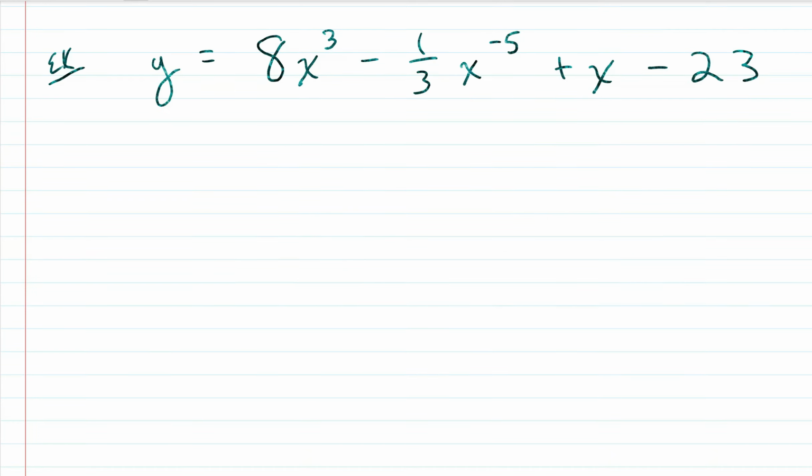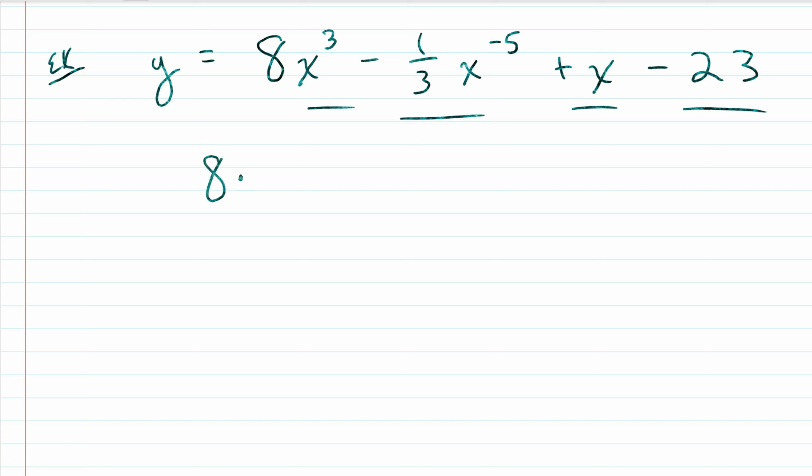Okay, in our next example, we have y is equal to 8x to the third minus 1/3 x to the negative 5th plus x minus 23. So we're asked to find the derivative. So I'm going to look for y prime. So we have 4 terms here, 1, 2, 3, 4. I need to use that sum difference property. So in using that, that means take the derivative of each term separately.